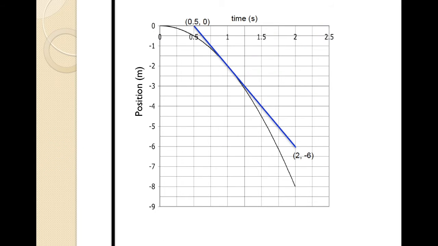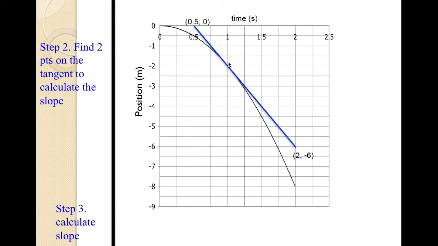Step 2 is to find 2 points on the tangent to calculate the slope. So here it's already denoted as (0.5, 0), and then down here (2, -6). These are my 2 coordinates that are along this tangent. So it's not the curved line of the position versus time. You're actually making a line that is just touching right on that 1 second and even on both sides of the slope. And you're going to take these 2 coordinates and calculate the slope with these 2 new points that you have.